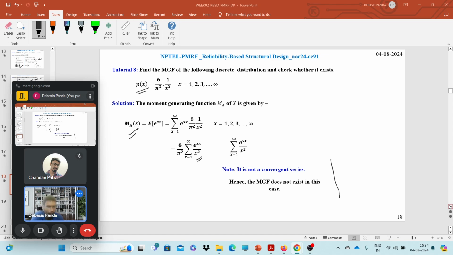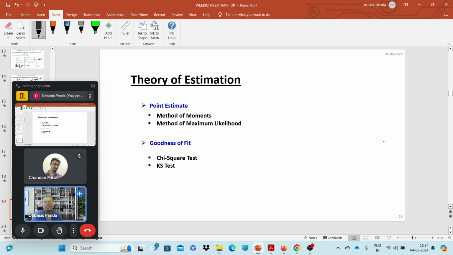So now we will discuss the theory of estimation, where first we will discuss point estimation, and we will solve tutorials on point estimation, particularly the method of moments and the method of maximum likelihood. Then we will go to hypothesis testing or goodness of fit tests, where we will solve problems on the chi-square test and the KS test, and also solve problems in MATLAB. I will show you how to solve these problems in MATLAB, and I will share the MATLAB script with you. Let's quickly go to the theory of estimation and what kind of problems may come from this topic.